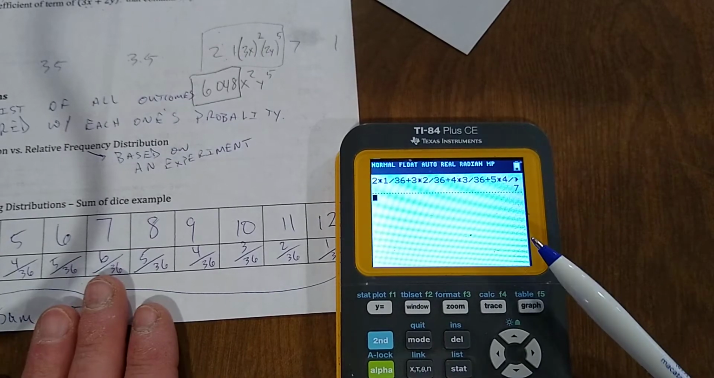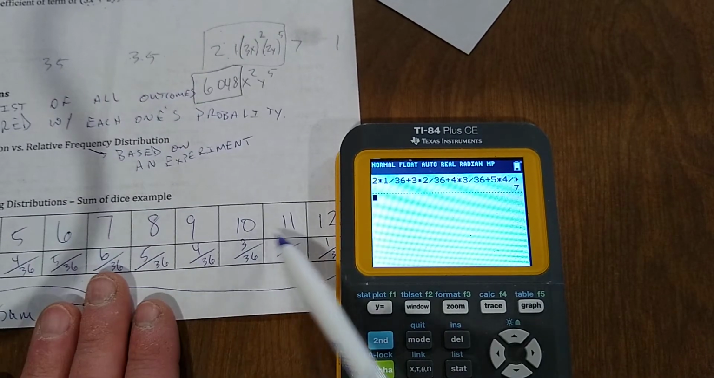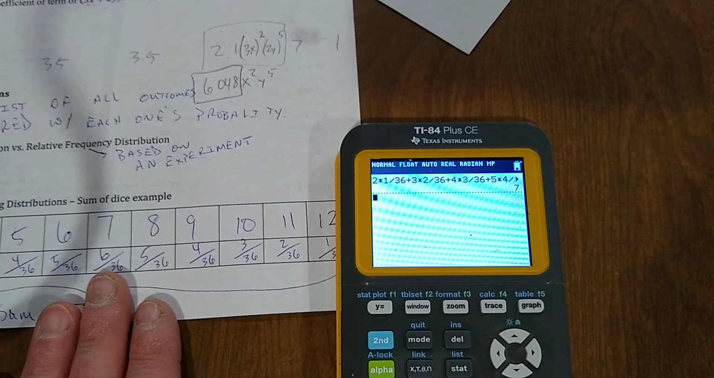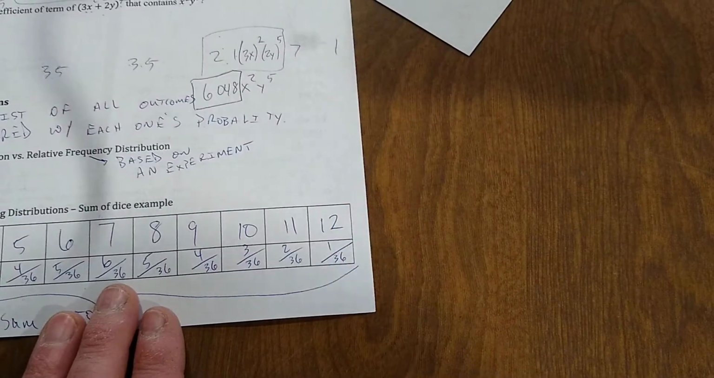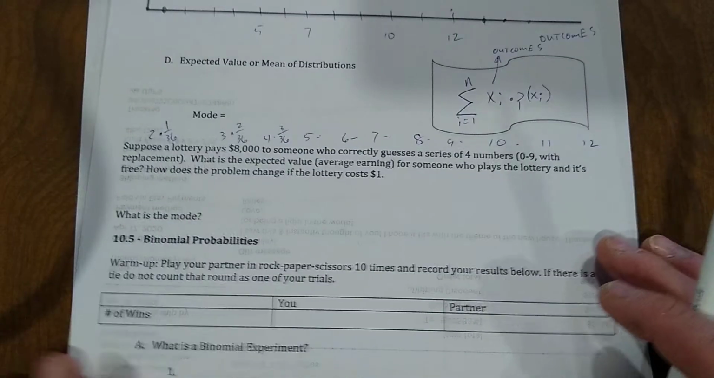So here's what that means. It means if I do this experiment a lot and then take the average of my results, we can expect the average to be a 7. Doesn't mean it will be, but that's what we would expect.